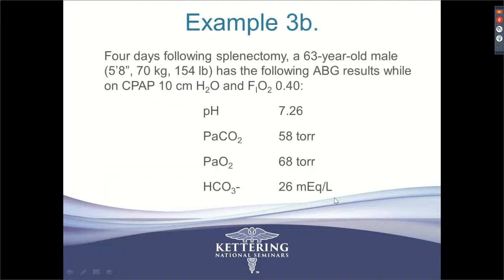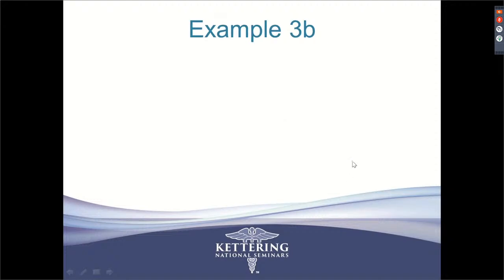All right, let's do one more. Here we've got 4 days following a splenectomy, 63-year-old male. He is 5'8", 154 pounds. Again, I'm looking at that. I know he's not overweight. So I could use the actual weight if I need to, or calculate. But when they give a weight, I always ask myself the question, are they overweight? And if I can't answer it, then I know that if I have to calculate a tidal volume, I need to use ideal weight. Following blood gas results have been given on CPAP of 10 and an FiO2 of 40%. I've got a list. I'm going to skip it.